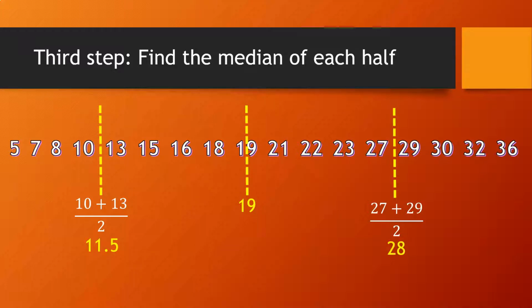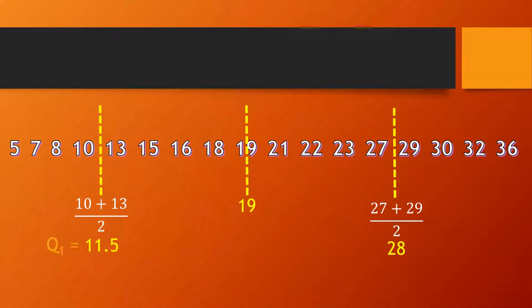Now those numbers, 11.5, the 19, and the 28, have special names. We call 11.5 Q sub 1 because it defines the first quartile. We call 19 Q sub 2 because it defines the second quartile. And we call the 28 Q sub 3 because it defines the third quartile.